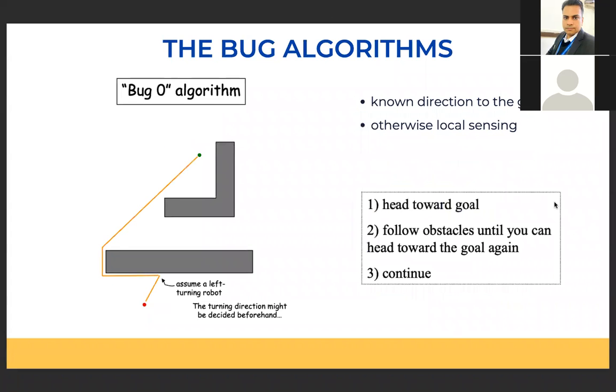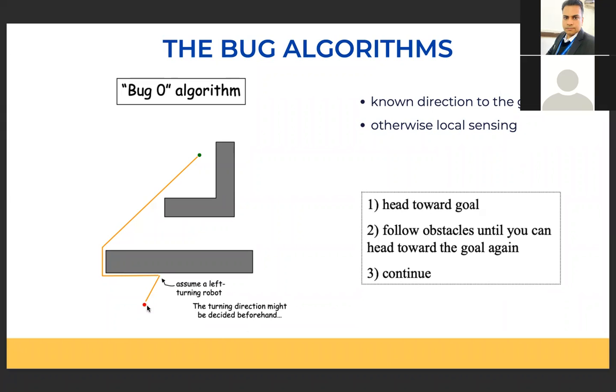So we'll start with something called the bug zero algorithm. We know the agent knows the direction to the goal and it has local sensing. It can sense something only when it touches it, right? So the bug zero algorithm is very simple. You first head towards the goal. If you touch any obstacle, you follow that obstacle until you can head towards the goal again and continue. This process goes on till you reach the goal.